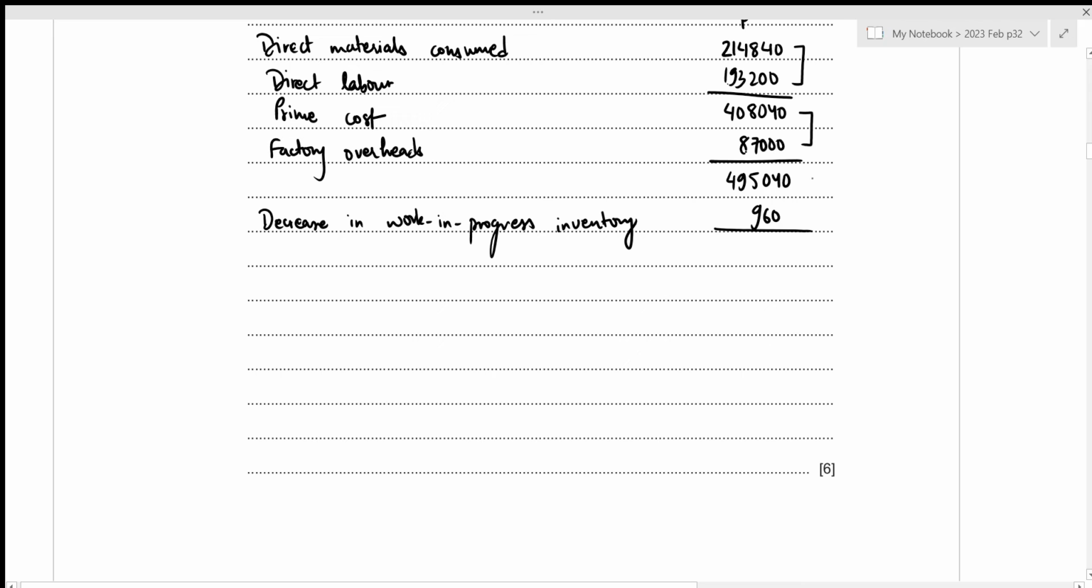Now we can add these two amounts in order to figure out the cost of goods manufactured. That's going to be 495,040 plus 960, which results in 496,000. And this will be our cost of goods manufactured. Now we always need to figure out our transfer price in the manufacturing account, which means that we also need to add the factory profit.